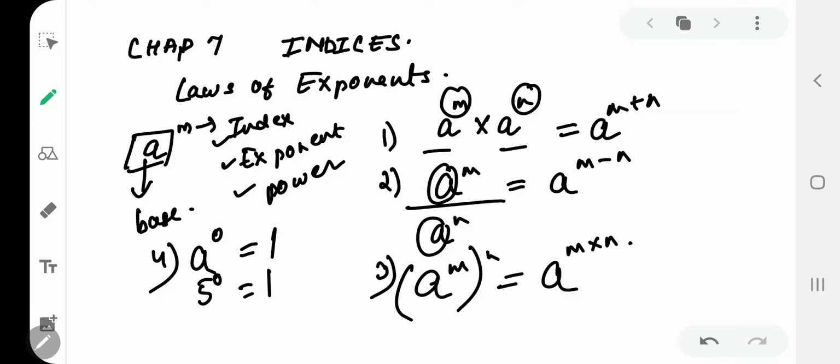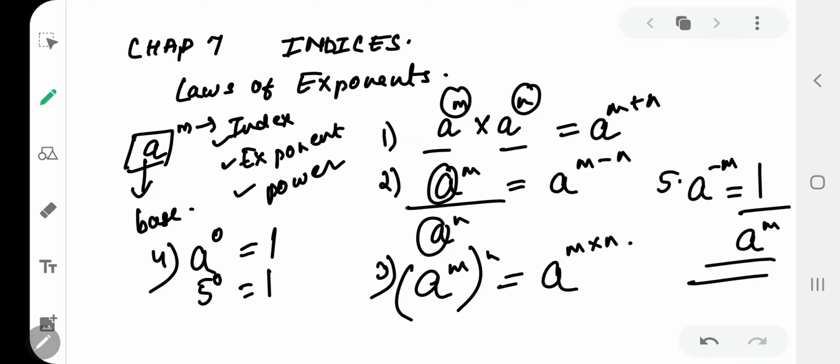Then you have one more. If I give you a negative exponent, to make it positive, you have to reciprocate the number. So these are the common laws of exponents which you have already done in your grade 8. So let's start with the topic.